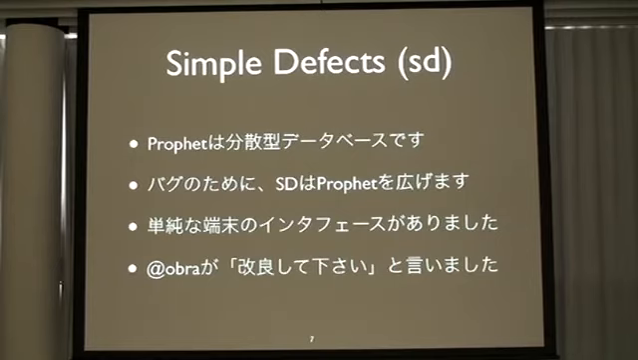So, next up is Prophet and SD. Prophet is a distributed property value database, so it stores keys and values. And SD is a bug tracker built on top of it. For a while, it had a pretty simplistic command line interface. But then Jesse asked me to make a much better one, and I hope I have.